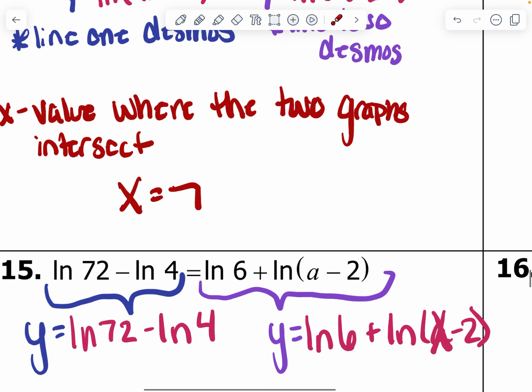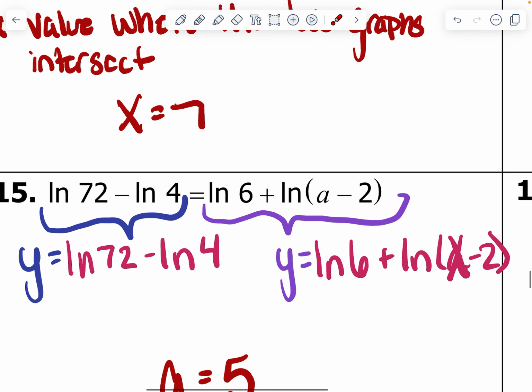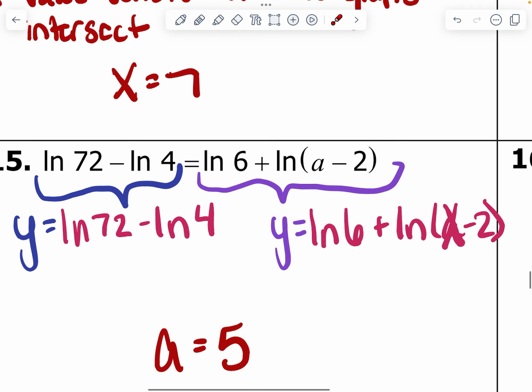You do the same thing. Make sure that whenever you are typing in your functions, you're exchanging any variables for x. There are cases where Desmos does not want to read a variable unless it is y or x. So make sure that you're using x inside and you're setting it equal to y and finding where they intersect, which in this case is 5.